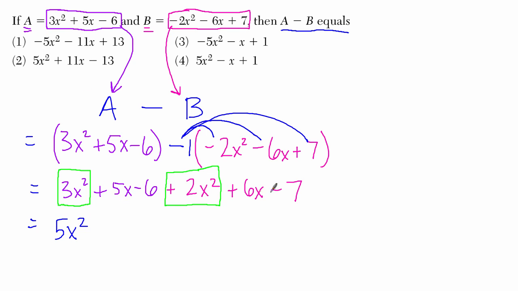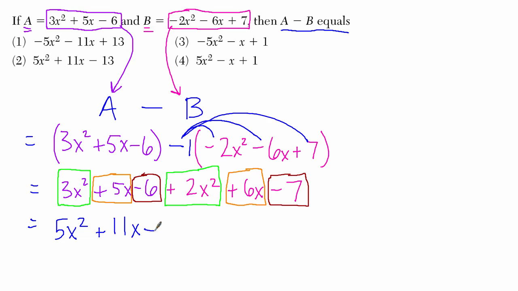And then I see other terms that might be like, a positive 5x and a positive 6x. Those are like terms because the x's have the same base and the exponents, x to the first, are the same. When I combine a positive 5 and a positive 6, I get positive 11, or plus 11x. And then lastly, we have these other terms, negative 6 and a negative 7. When we put those together, negative 6 minus 7, we get a negative 13, or a minus 13.